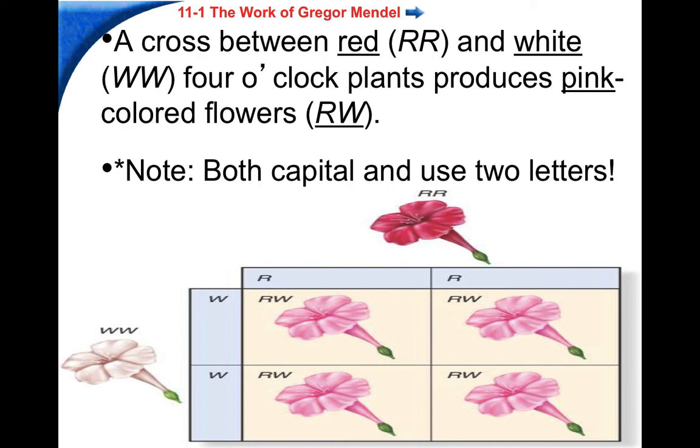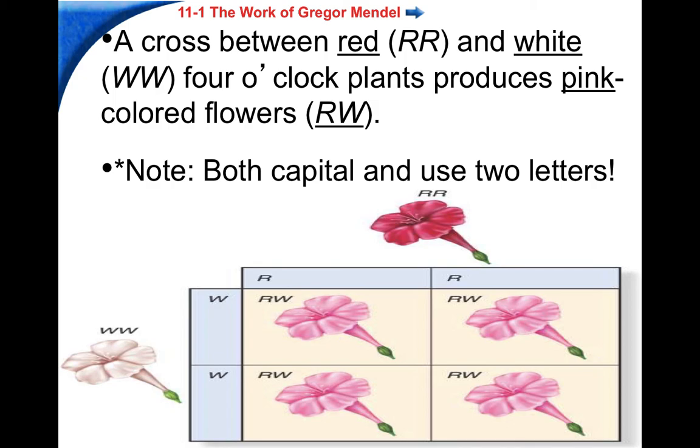So the red flower has to have the alleles RR. The white flower has to have the alleles WW. Now, if you take a red and a white 4 o'clock flower and you mate them with each other, if you look at the Punnett square below, you will see all the offspring, which are the 4 blocks, have the genotype RW. This means when they grow, their phenotype, the way they look, will be pink.